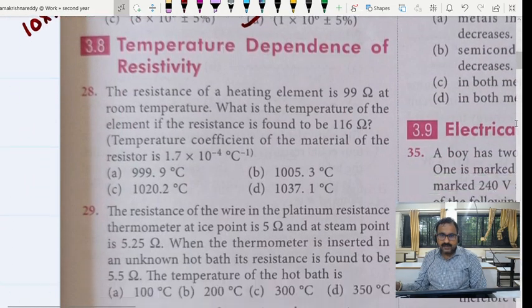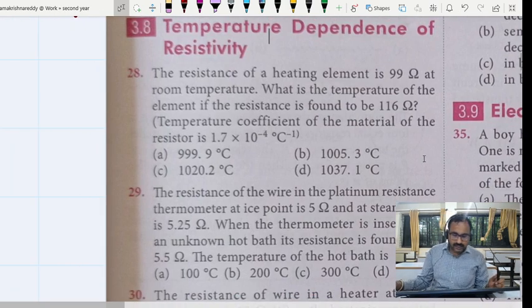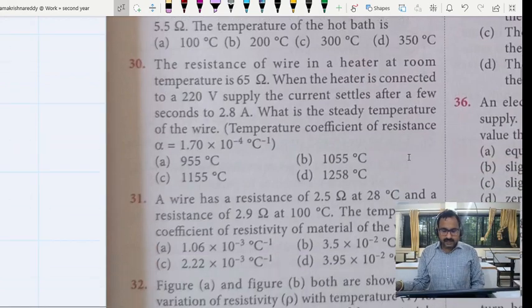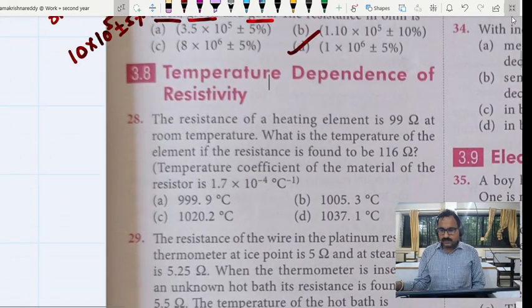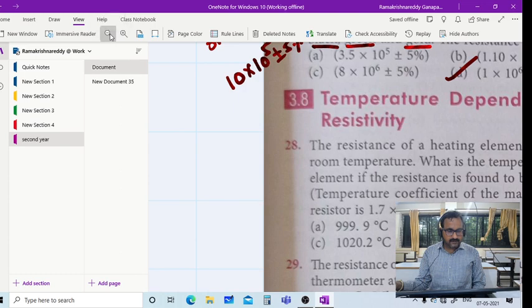Next one, 28. The resistance of a heating element is 99 ohm at room temperature. What is the temperature of the element if the resistance is found to be 116 ohm? The temperature coefficient of the material of the resistor they gave you. So see how we can solve that problem. Question number 28. So 28, 29 I will explain. Same models only they gave in 30 and 31. You have to solve that one. Okay, right. See that one. This has a little bit of calculation part.